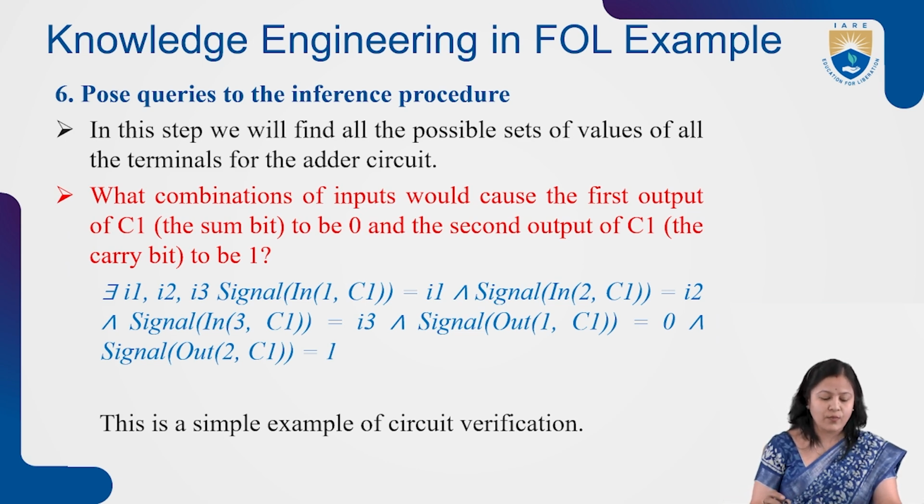Now this is one of the queries. It will represent what combination of inputs would cause the first output of C1, which is nothing but the sum of bits, to be 0, and the second output of C1, the carry bit, to be 1. Already we know that the full adder circuit takes 3 inputs and provides 2 outputs. One output is the sum of bits, which should be 0, and the second output C1, which is nothing but the carry bit, should be 1.